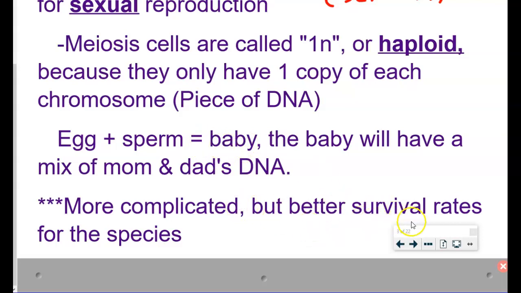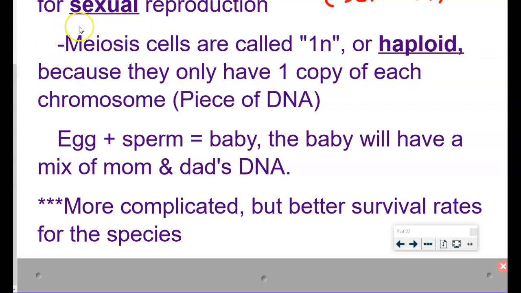overall, this family has a better survival rate. If there's a bacteria or a virus that comes by, and maybe for some reason dad can't fight it off, mom and the baby having different mixes of DNA might be able to fight that virus off. So it doesn't wipe out the whole family, it maybe only wipes out one. Having a variety of different mixes of DNA in a family or in a population is good for survival over time. It helps protect you from a big natural disaster or a big disease coming down. Okay, so that's all about meiosis.